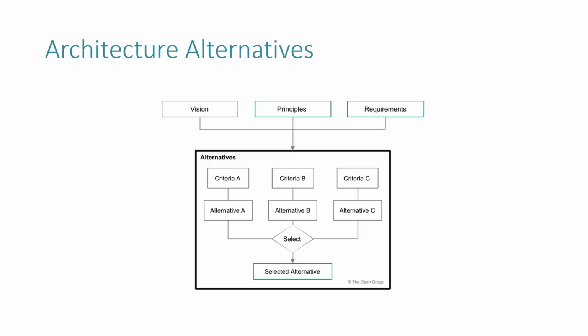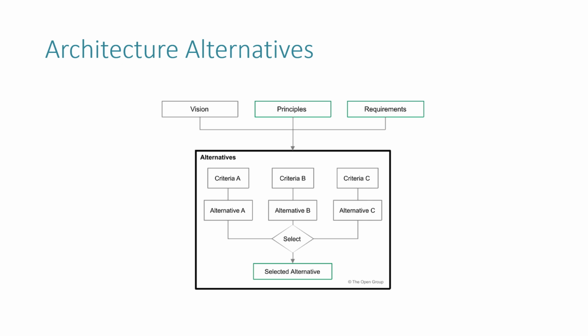TOGAF actually also says that there will not necessarily be one architecture. There will be alternatives. There is often the possibility that there can be more than one possible target architectures that will conform to architecture vision, principles, and requirements. It is also important to identify the alternative target architectures, and build an understanding of different possibilities and the trade-offs between these alternatives.